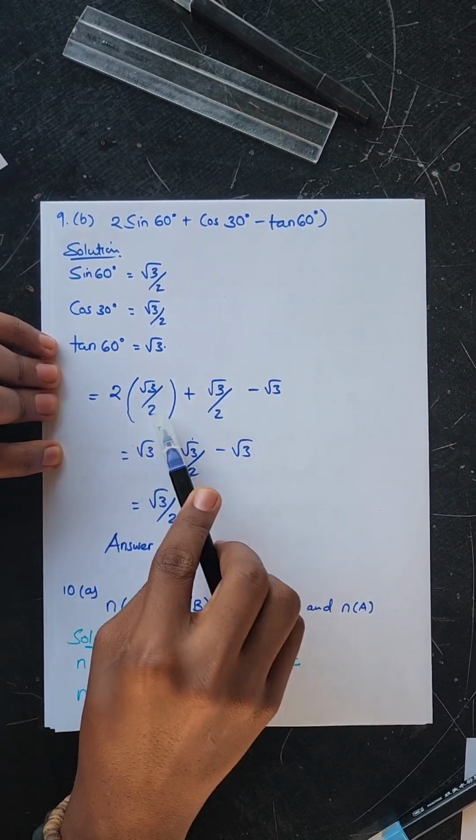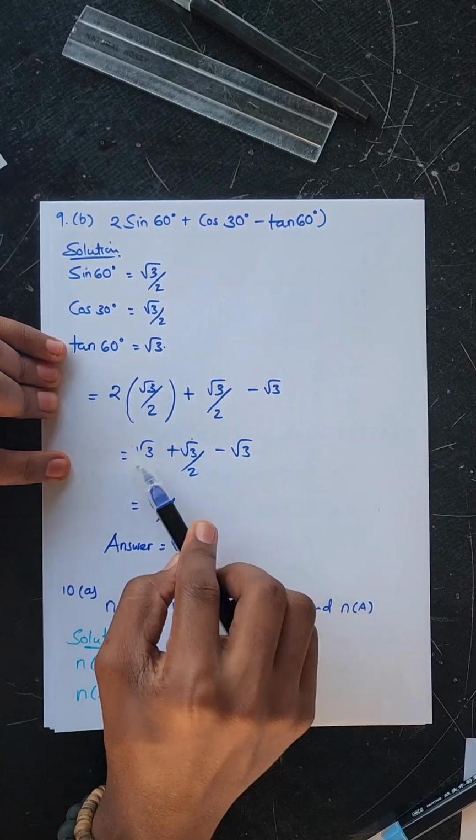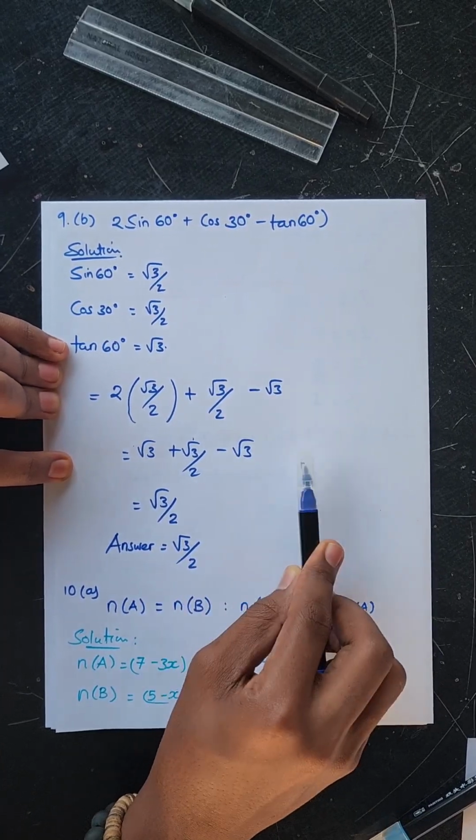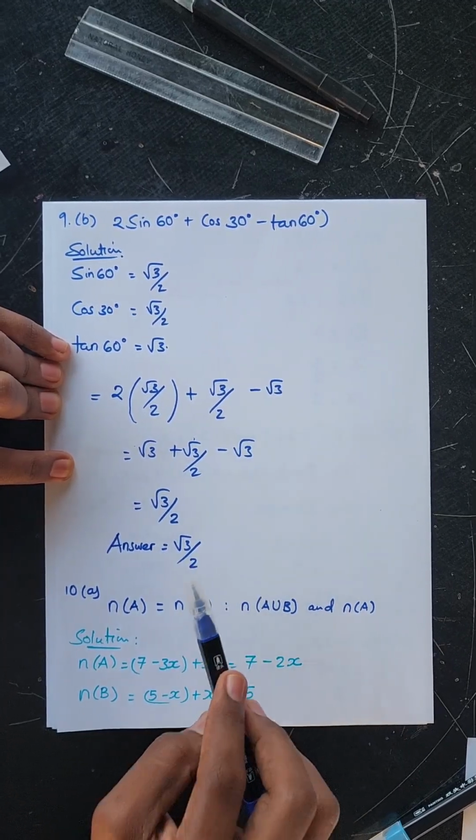Simplifying this, 2 and 2 die off, and we're left with root 3 plus root 3 over 2 minus root 3. So root 3 and minus root 3 die off, and we're left with root 3 over 2. The answer will be root 3 over 2.